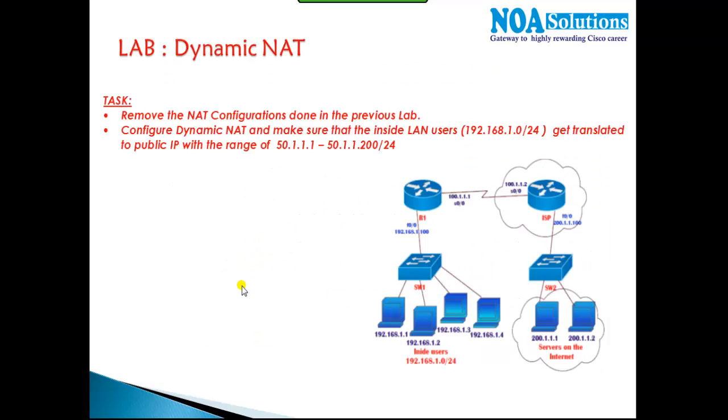In case of dynamic NAT, we can still translate a private IP to a public IP, but the mapping, no need to do it manually. So we can do the automatic mapping. So let's take an example.